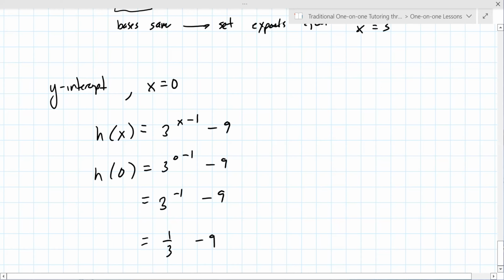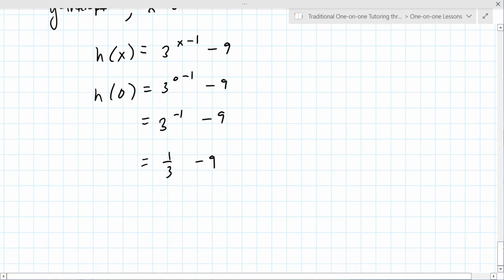Because we've been doing a lot of fraction practice in our standardized prep stuff, you probably are going to say, oh yeah, I could just convert that to a common denominator. So this becomes -26 over 3. And that's your y-intercept.